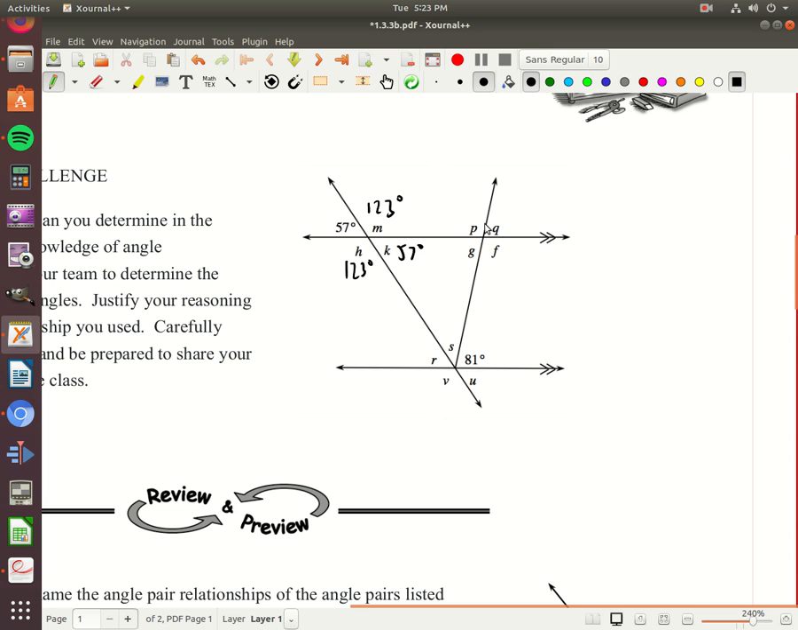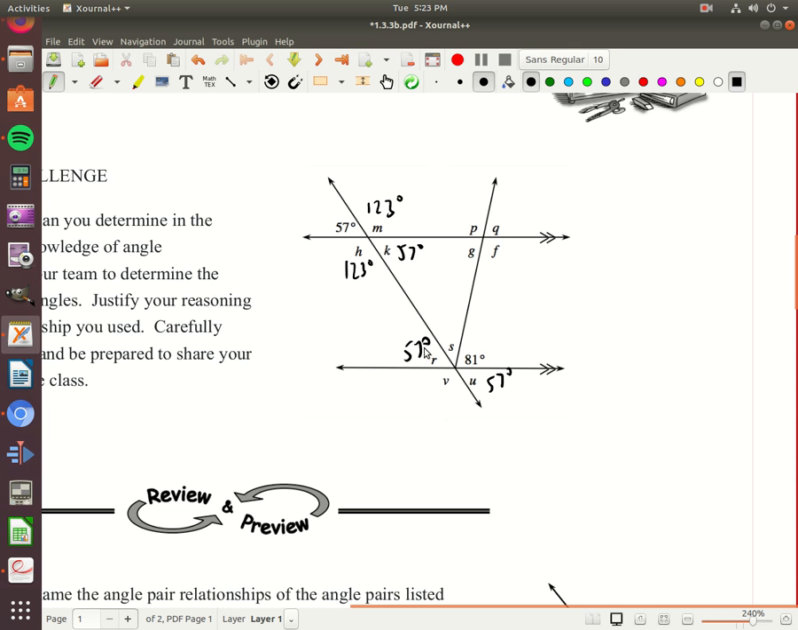Well, I can't yet, right? Maybe I can later, but I can't yet. But I know that these lines are parallel, so I can jump down here. I know that this R must equal 57 because that's top left, top left. Those are corresponding angles. And if that's the case, then U must be 57 because those are vertical angles, right? Those are vertical angles across the X.